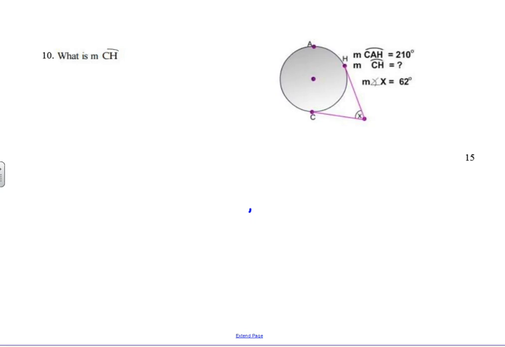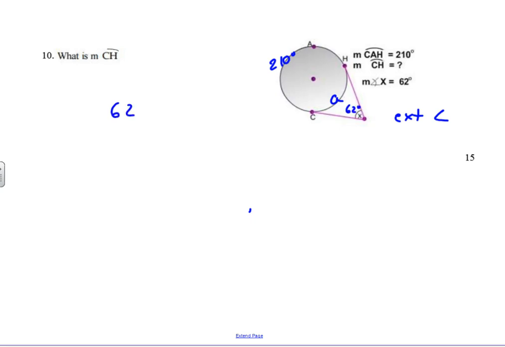So CAH is 210. That's this big one here. CH, that's what we're trying to find. Let's call it A, just for the sake of it. Okay, so the exterior angle, that's what I want to notice. Exterior angle, this is 62 degrees.